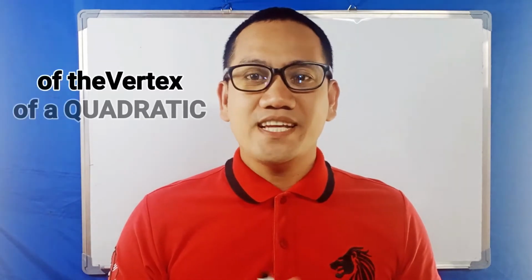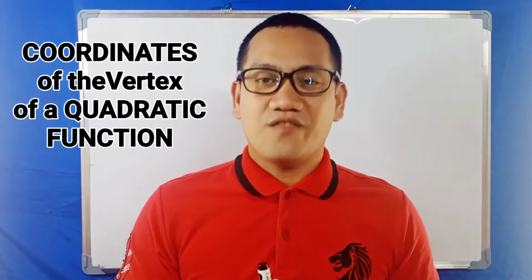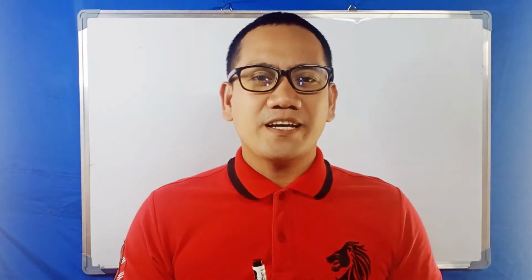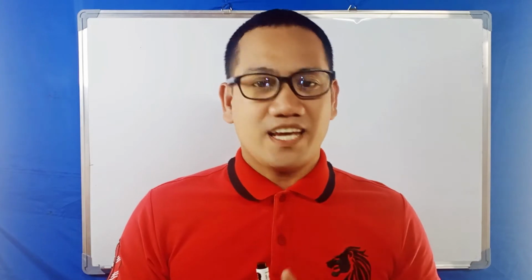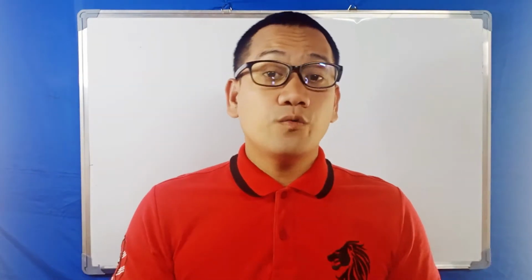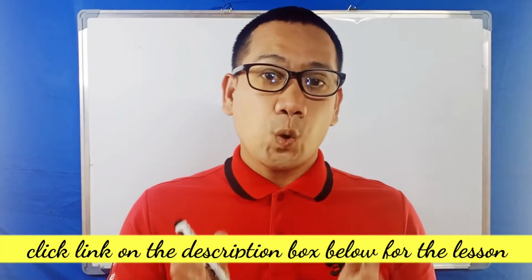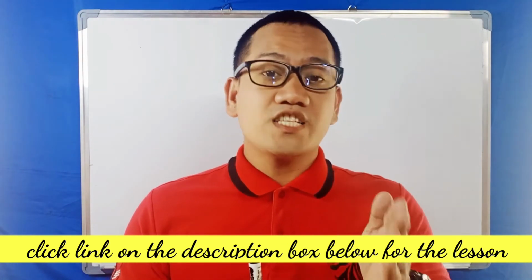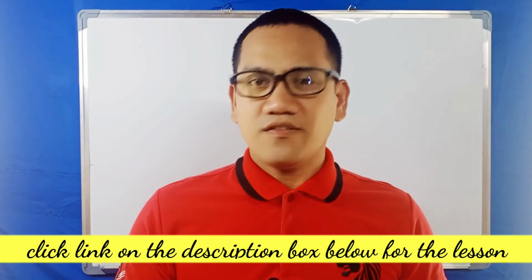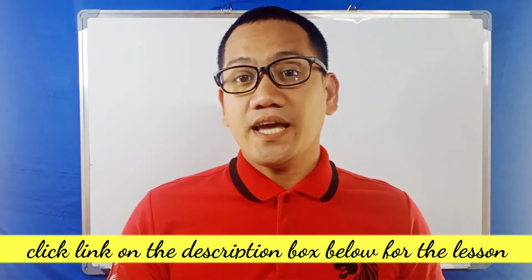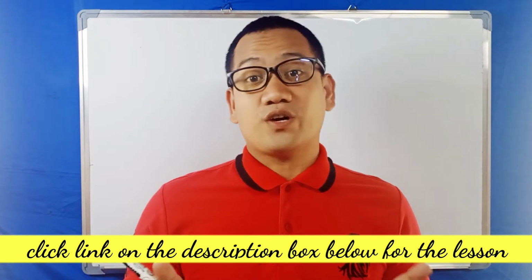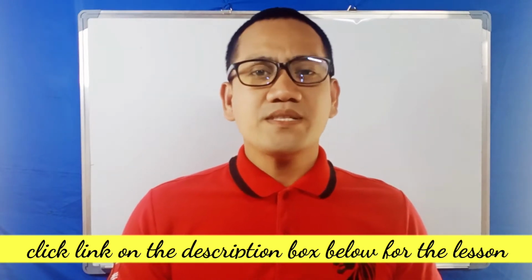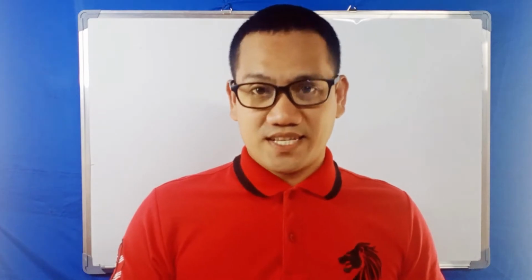For today's video, we will learn how to determine the coordinates of the vertex of a quadratic function, represented by h and k. But this time, we will try to determine it using a formula. In our previous video, we learned how to identify the coordinates of our vertex when we transform the general form of a quadratic function y = ax² + bx + c into the vertex form or standard form y = a(x - h)² + k.